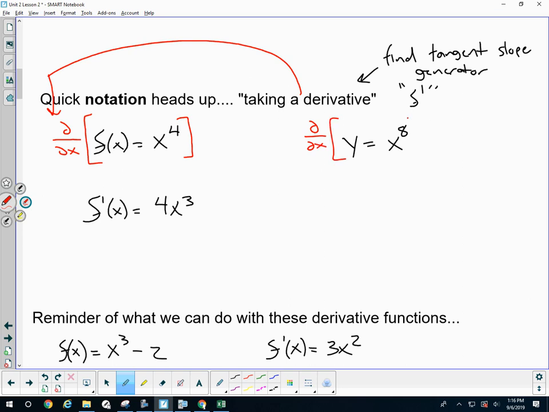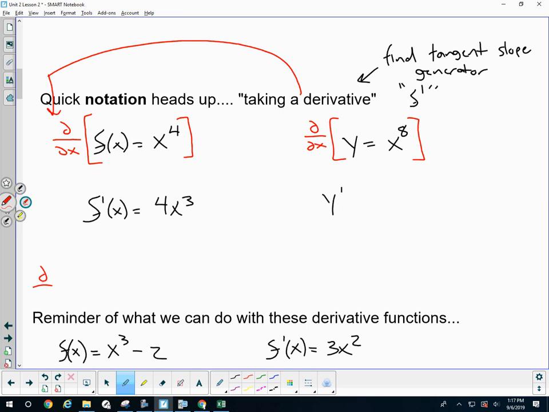Now there's going to be two sets of notation we will use for the tangent slope generator of y. Okay? The first one should make sense to you. The tangent slope generator for y is y prime. The second one will be new to us, however, we need to embrace it and be comfortable with it, and it actually will make a lot of sense visually to us. Okay, let me show you.